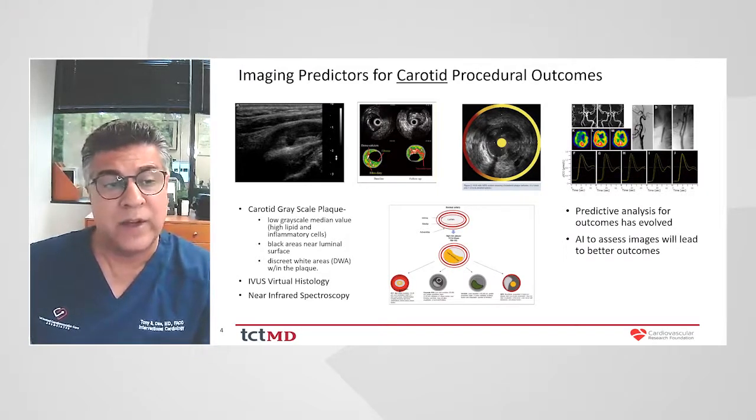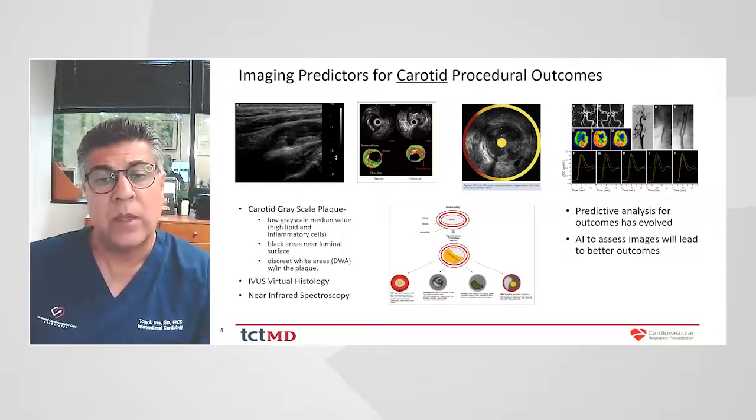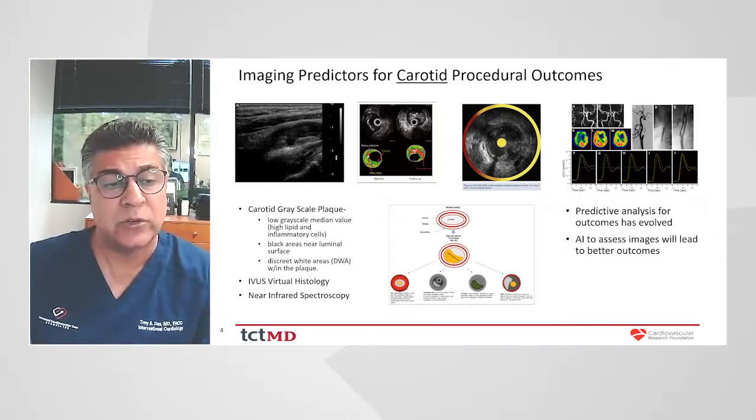this has been identified particularly with high lipid inflammatory cells when you see a low grayscale median value. In addition, black areas near luminal surfaces also show more vulnerable type of plaque in the carotids, as well as discrete white areas in the histological plaque. IVUS, as we know, with virtual histology has been studied for vascular conditions.